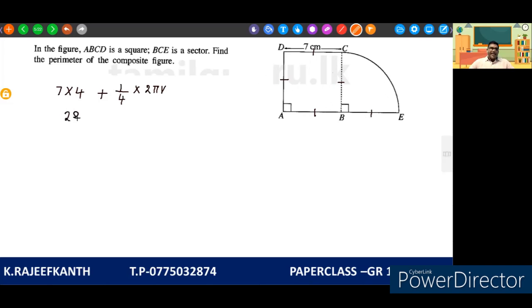Now this is 28 plus 1/4 into 2 into 22 by 7. The radius here is 7 centimeter. Now this is 28 plus, here we can divide by 7. Here we can divide by 2, then 22 divided by 2 is 11. Then 11 times 1 is 11. Then the answer is 39 centimeter. So the perimeter of this composite figure is 39 centimeter.